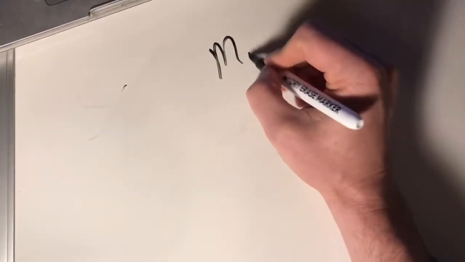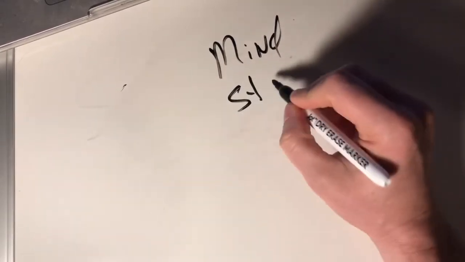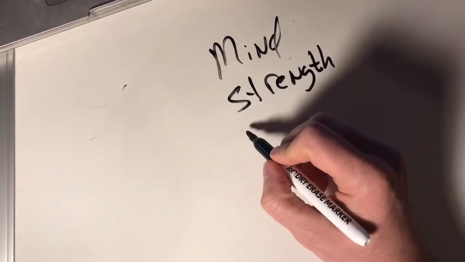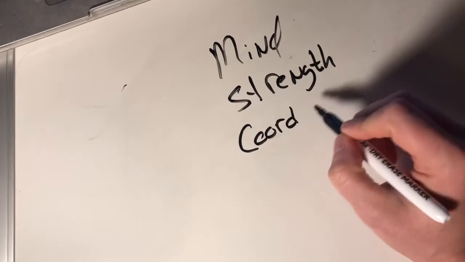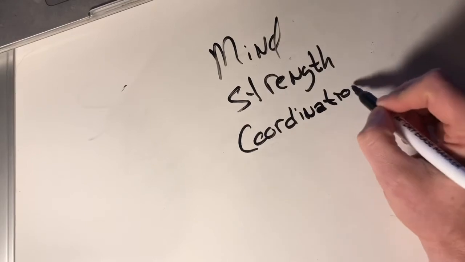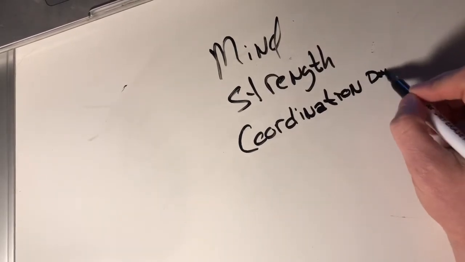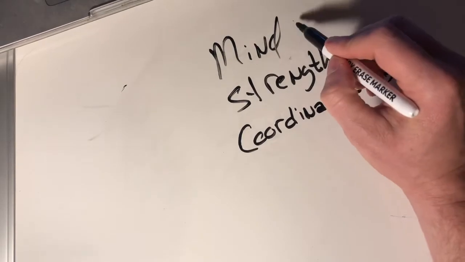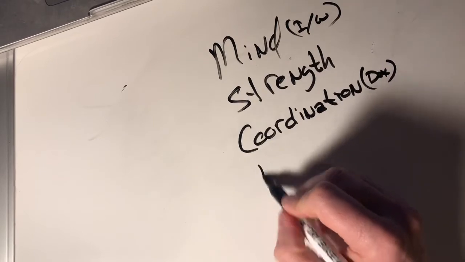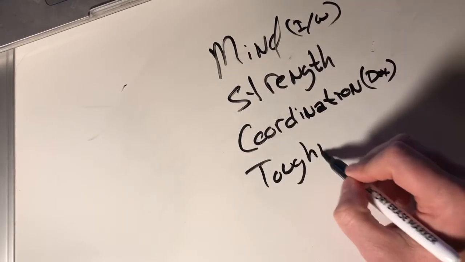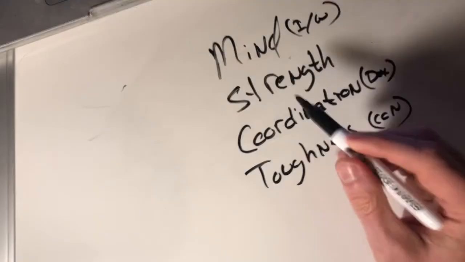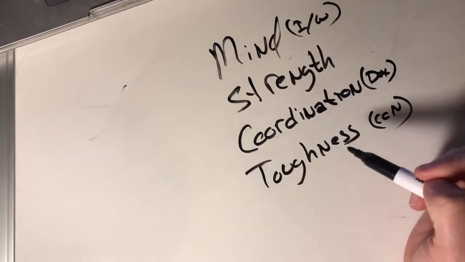You have the mind stat. You have strength. We all know what that means. You have what I've been calling coordination, but some people call it agility. Some people might call it skills, and it's your dex stat. And then last is constitution, which everyone, even including adults, everyone's going to understand that better if it's just toughness. So we have the mind stat, strength stat, coordination stat, and toughness stat.